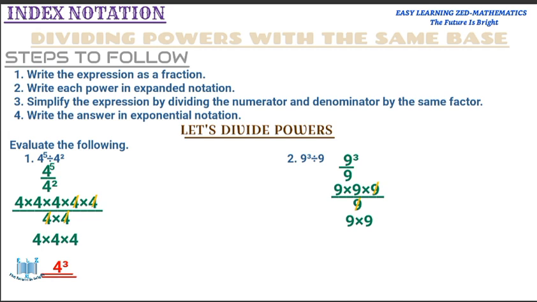The next thing we're going to do is write the answer in exponential notation, which is 9 multiplied by 9. We're going to pick 9 as a base because 9 is the one which is repeatedly multiplied. So we write 9 down here, which will be 9 to the power of 2. Why? Because 9 is multiplied twice, there are 2 9s there. Then 9 to the power of 2 is the quotient. So 9 to the power of 3 divided by 9 is equal to 9 to the power of 2.